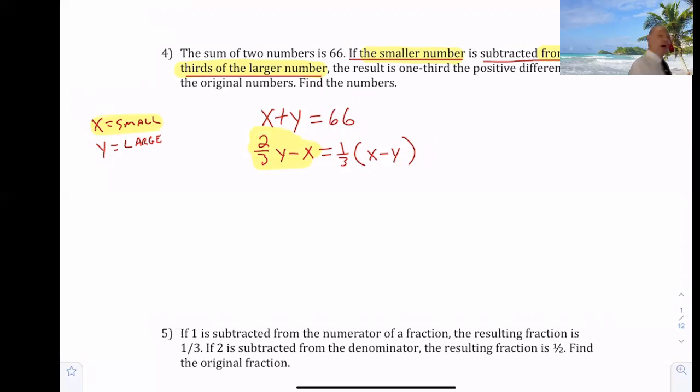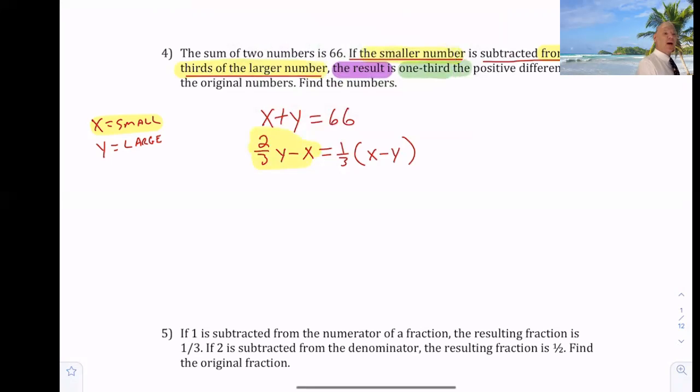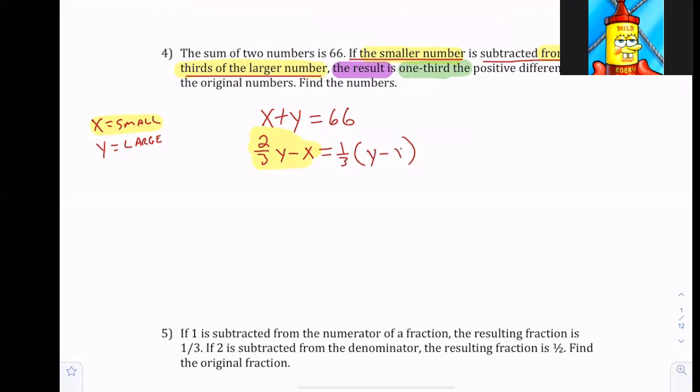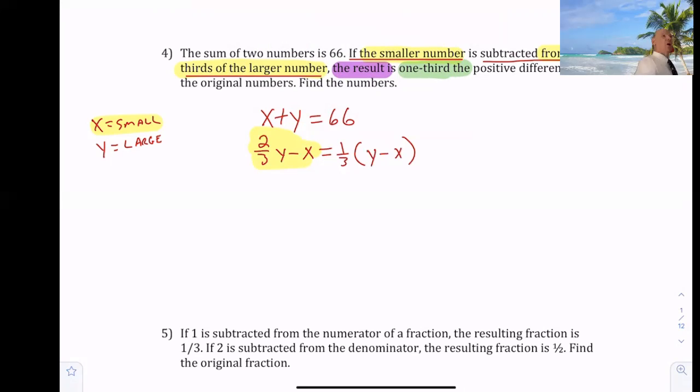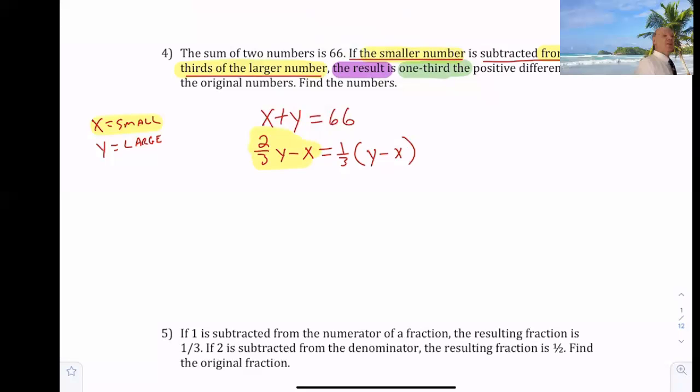Good? All right, now it says the result. The result is equals. Now, what does it equal? It equals 1/3 the positive difference. Now, the positive difference means it's going to be x minus y. Yes. Thanks a lot, Lily. All right, it's not going to be x minus y, but what? Y minus X. Yes. The only reason it's going to give a positive is if I do the large minus the what? Large minus small. So again, fantastic work.